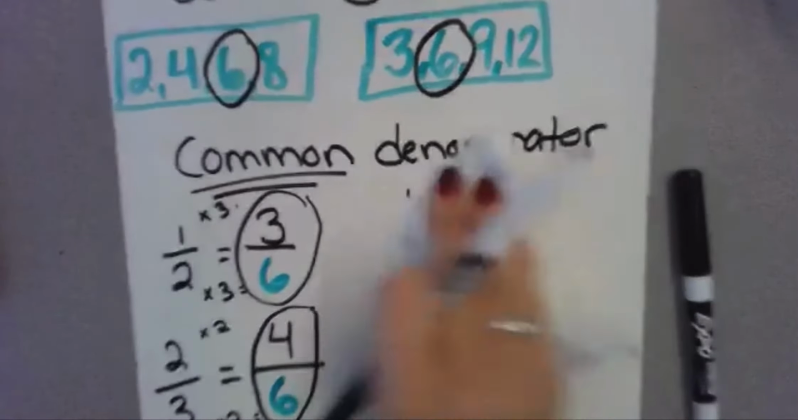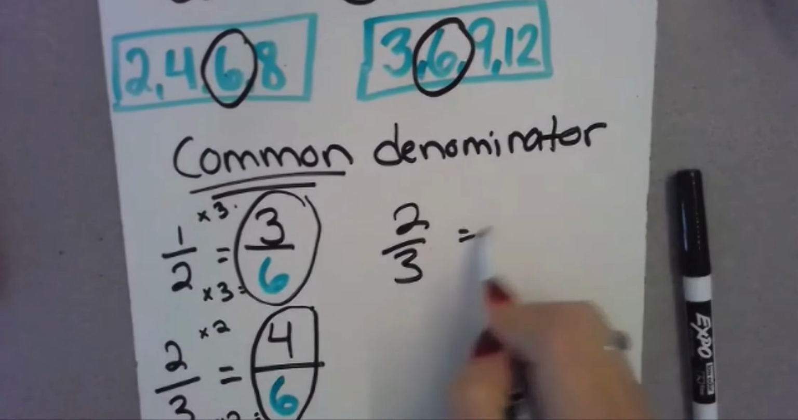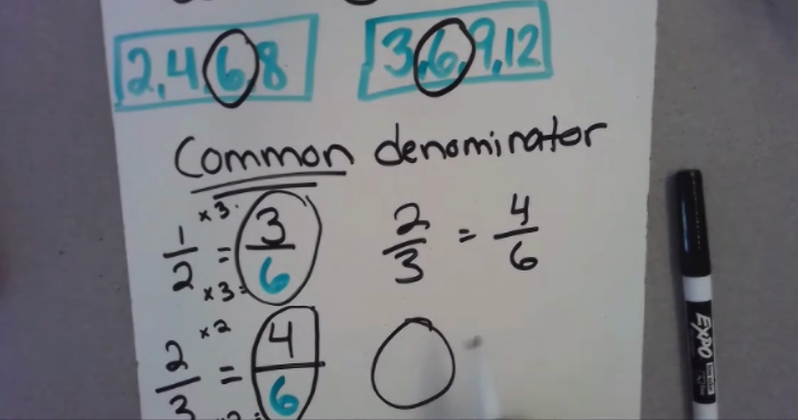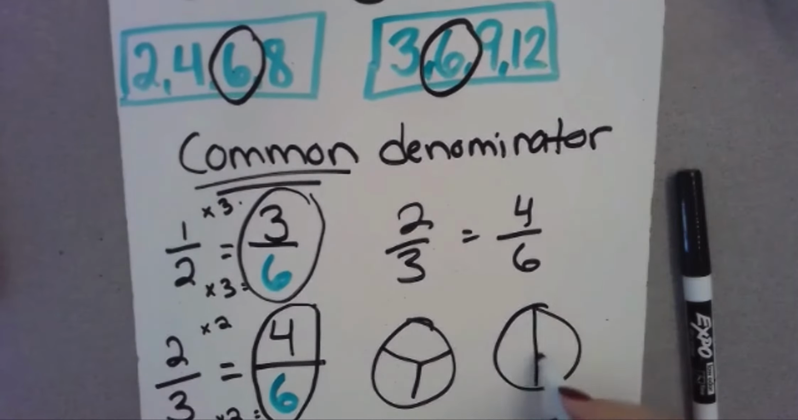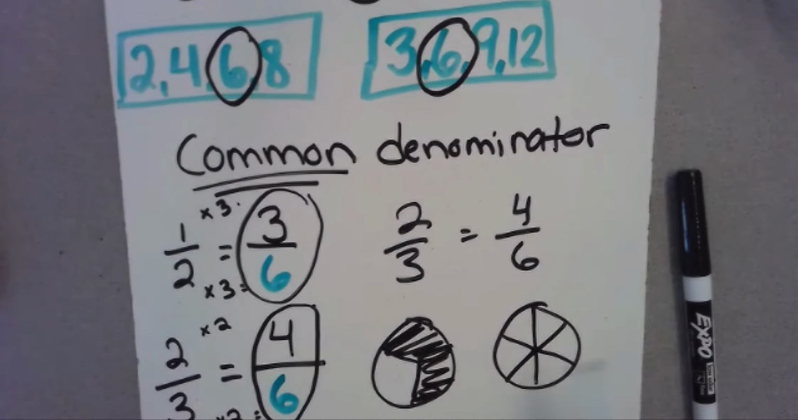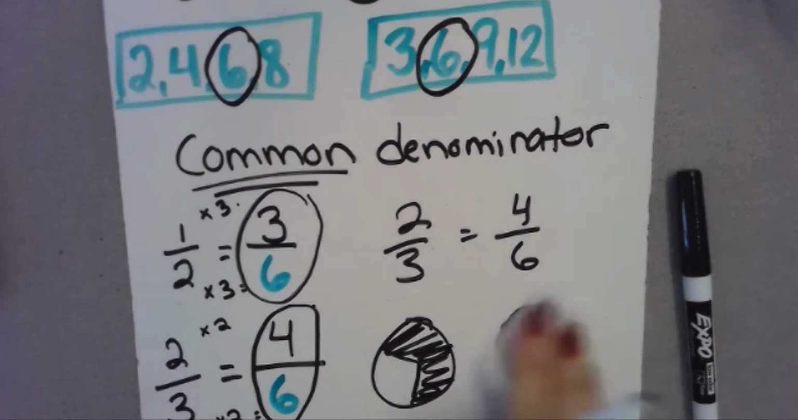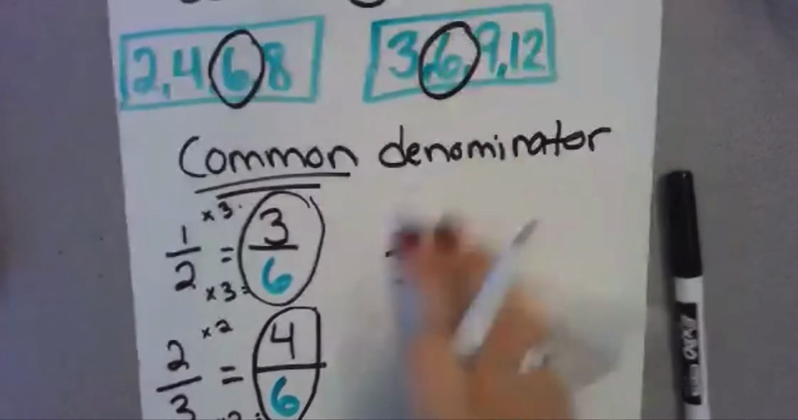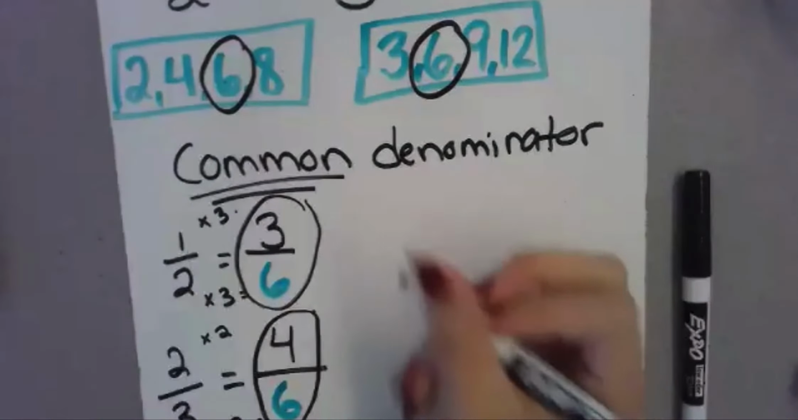All right, and same with this right here. 2/3 is equal to 4/6. Okay, so we have this cut in thirds. We have this cut in sixths. I need 2 of these, 2/3, and I need 4 6s. Have I shaded in the same amount of both of these circles? Yep, I have. So they are equivalent. They are the same. So I'm not changing the value of this problem. I'm just changing the way it looks.